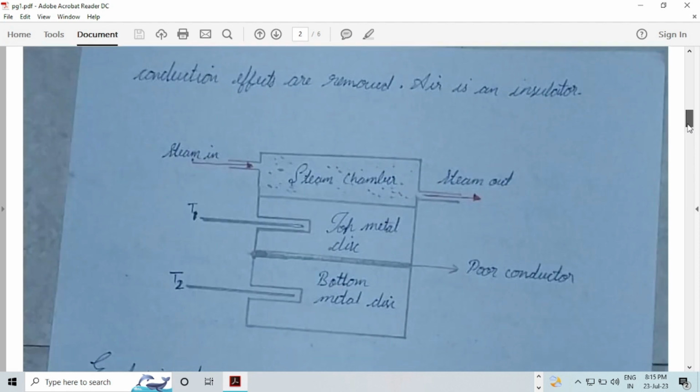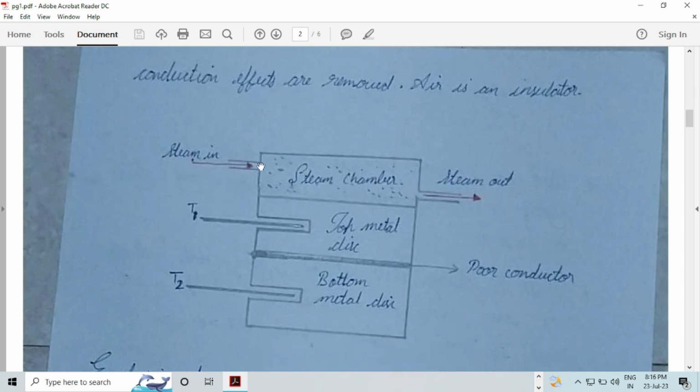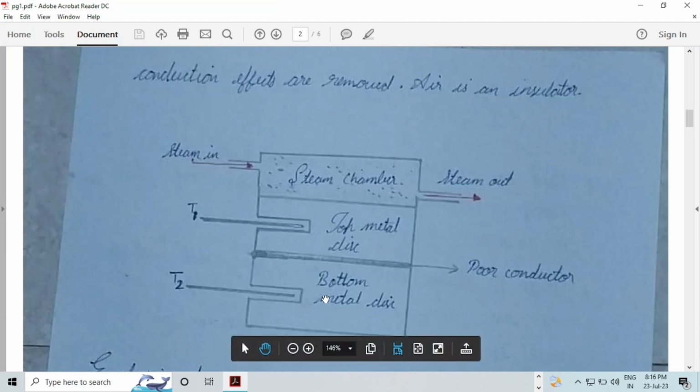Here is an illustration of the experiment. This is a steam chamber, this is the steam inlet, and this is the steam outlet. Water is boiled, and steam is allowed to pass through this chamber. Due to this, the steam chamber gets heated up, and this heat is conducted to the top metal disc, and from there to the poor conductor, then to the bottom metal disc.